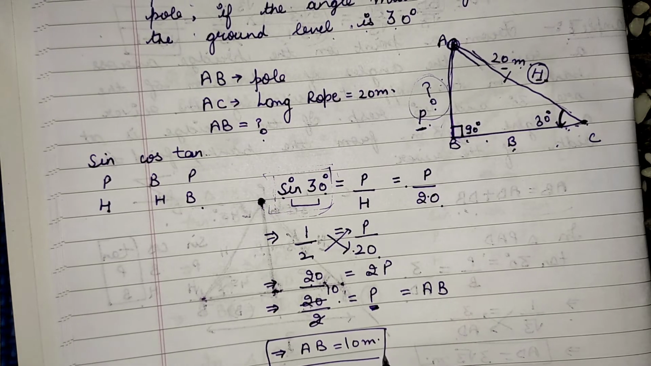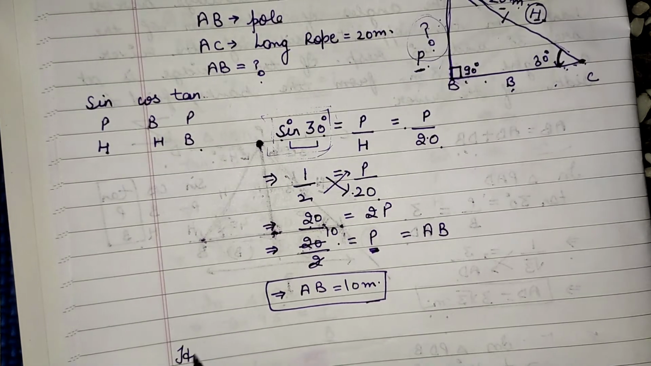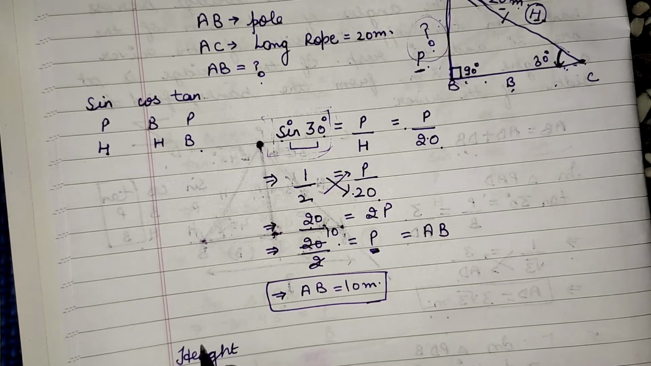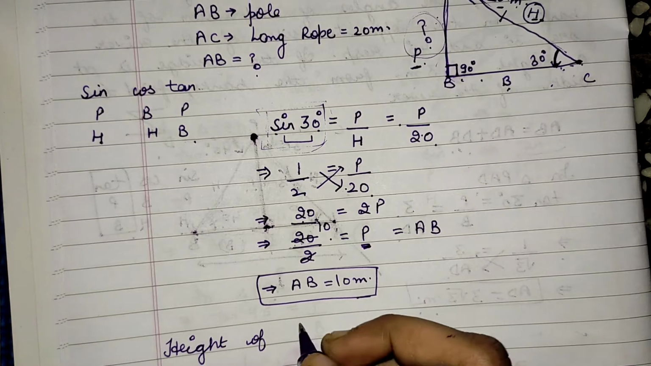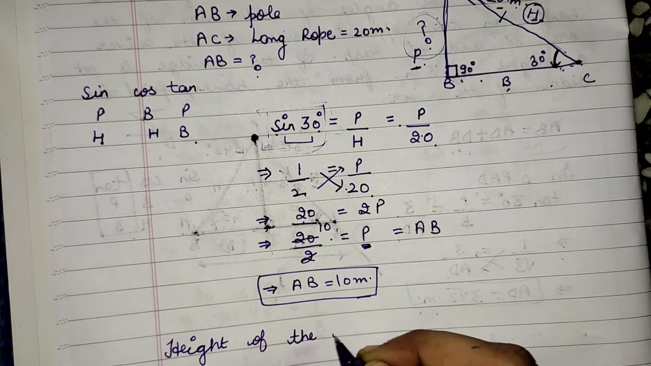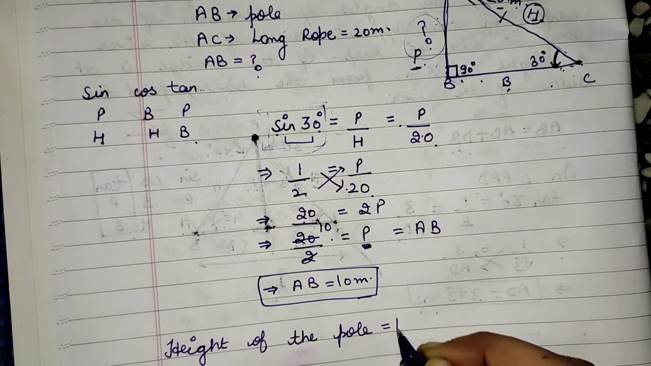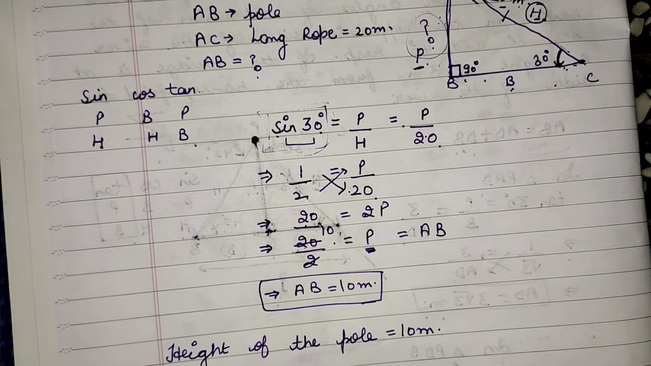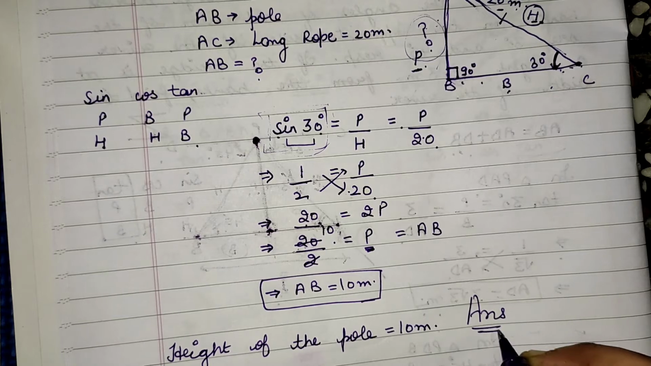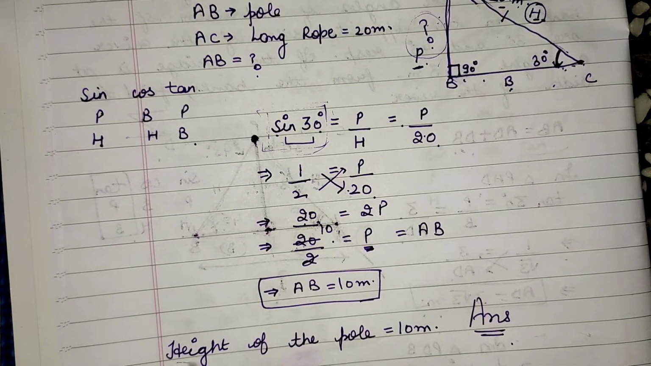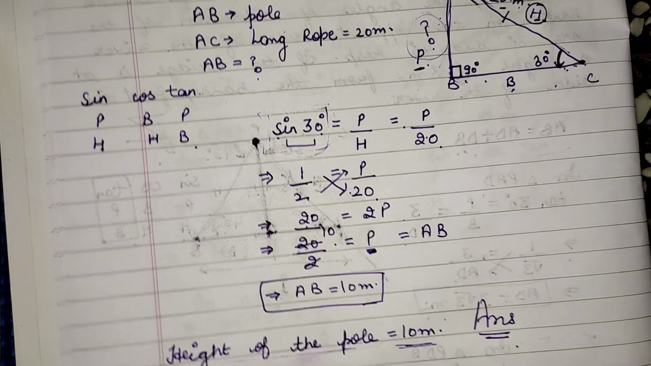Always remember to write down the complete answer in your exam so that you get good marks. So the height of the pole will be equal to 10 meters. Write down your answer something like this in your exam: write the statement of what is asked and then write down the value.